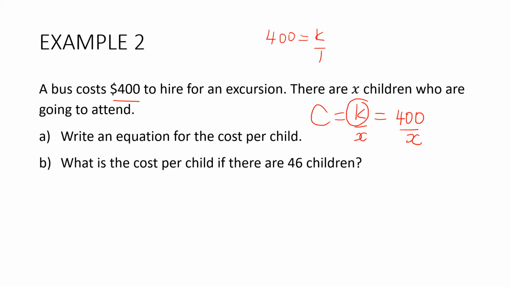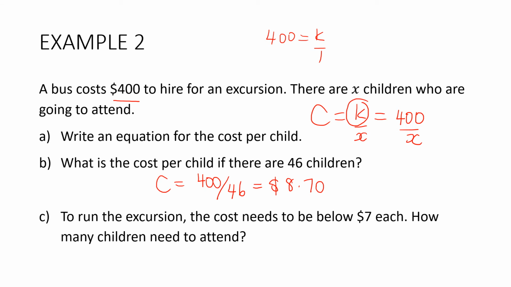What is the cost per child if there are 46 children attending? C will equal 400 divided by 46. Grab my calculator. 400 divided by 46 gives me $8.70.